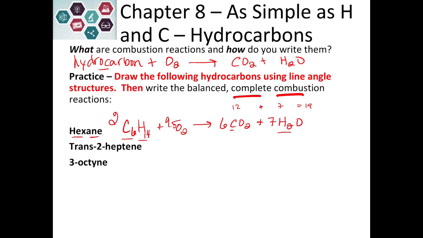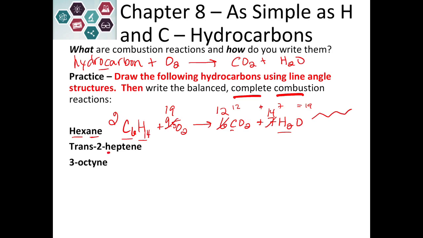So we're going to have 2 of the hexane. We will have 19 of the oxygen, 12 of the CO2, and 14 of the water. If we want to draw hexane real quick, there is your hexane structure as a line angle.